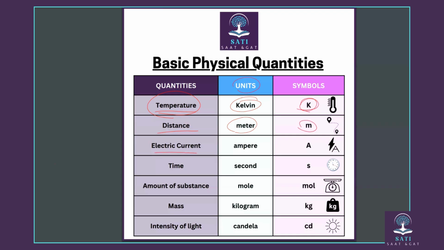Okay, electric current, this is also a basic quantity, and its unit is ampere. So when I ask what is the electric current in this room, or what electric current the mobile needs, you need to describe that by saying 5, 8, 20 ampere, which is written as a capital A.